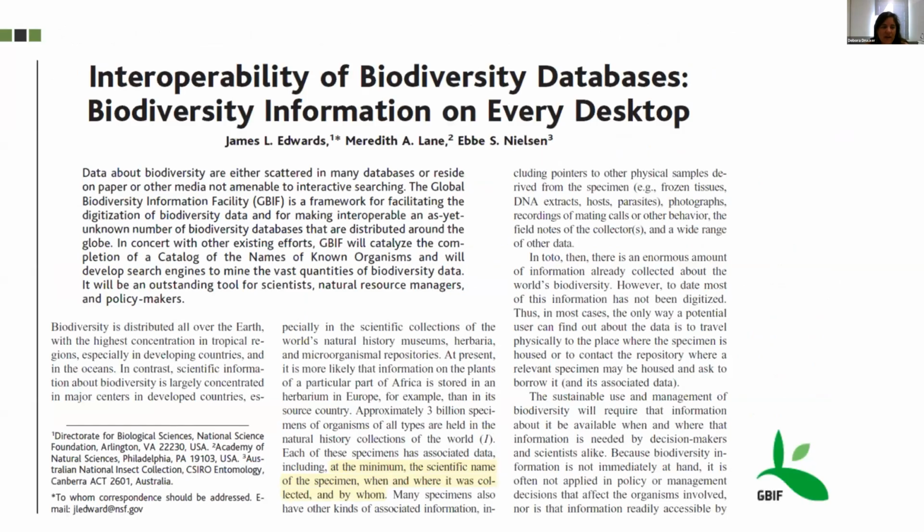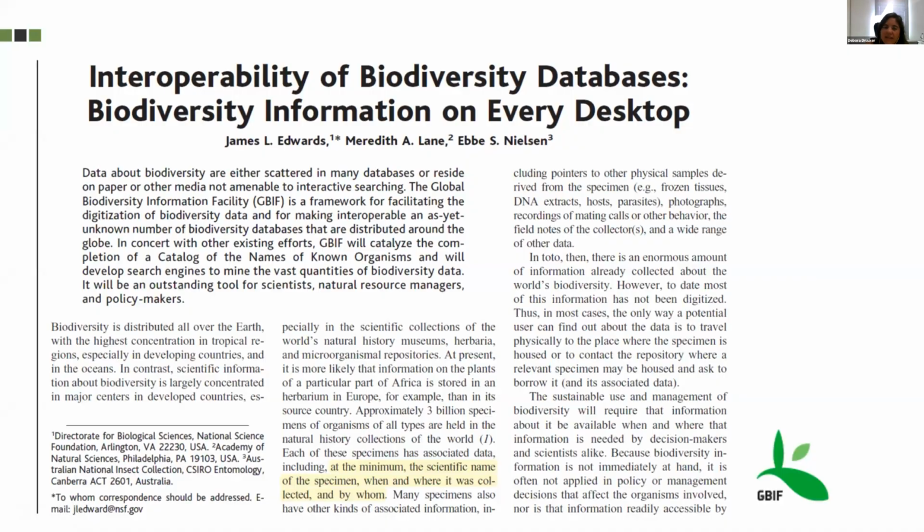And in the same number of the Science journal, we have this article presenting GBIF, the Global Biodiversity Information Facility, which is the main source of biodiversity data nowadays. And by that time, we see that the minimum considered for biodiversity data would be the scientific name of the specimen and when and where it was collected, by whom.